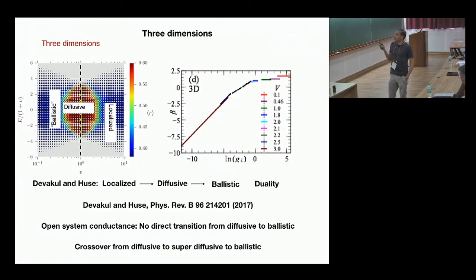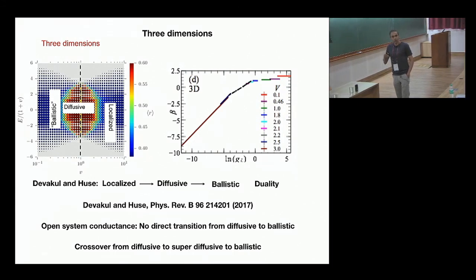Okay. So the way that they arrive at this is the following. They're actually looking at energy level spacing statistics. So the R that you see here is energy level spacing statistics. And they see that there's Wigner-Dyson statistics in this regime, and so they conclude that this is diffusive.